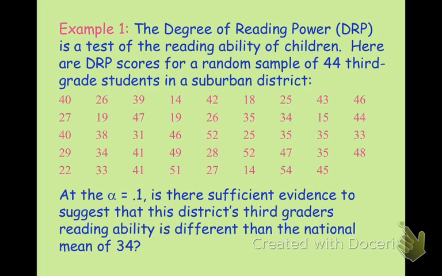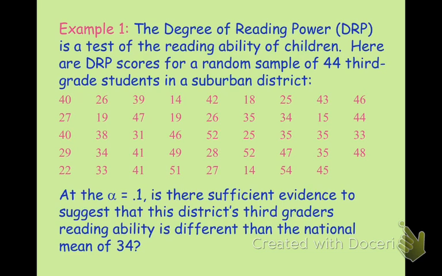If you look in the pink, we've got 44 3rd grade student scores from a suburban school district. We're going to look at an alpha level of 0.1 or 10%, and we want to test whether or not there is sufficient evidence to suggest that this school district's 3rd grader reading ability is different from the national mean of 34. All right, so we're going to do a complete hypothesis test here.